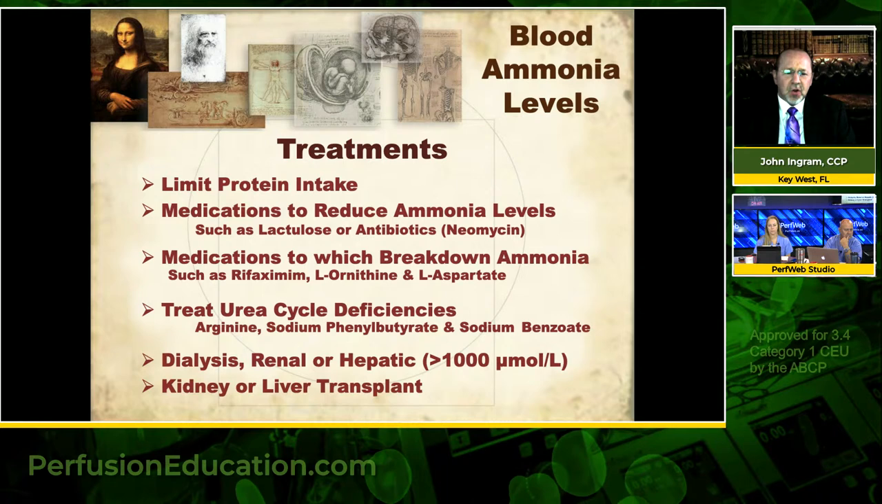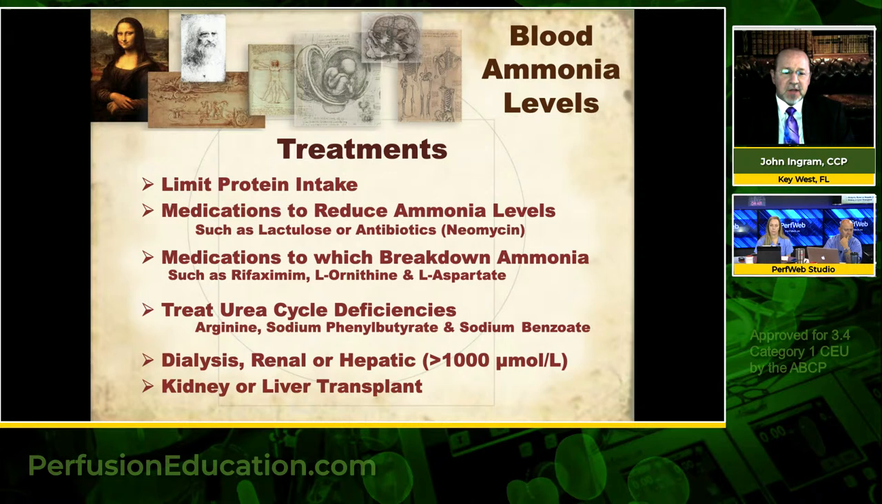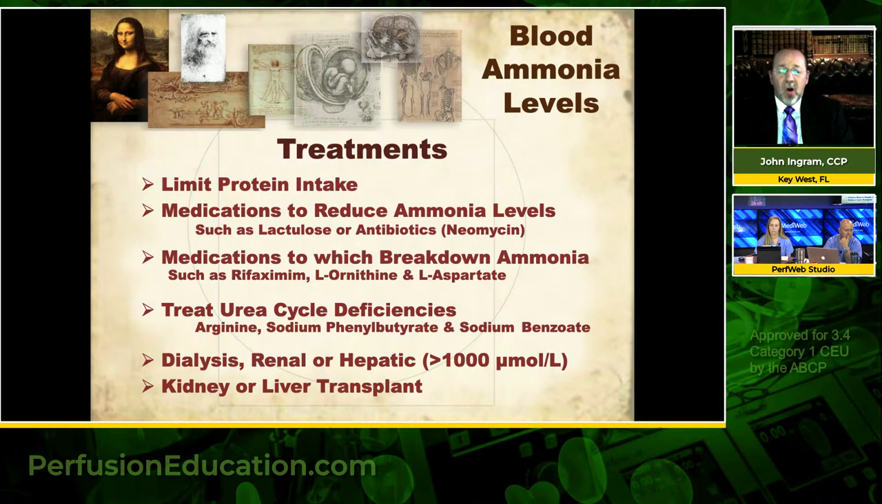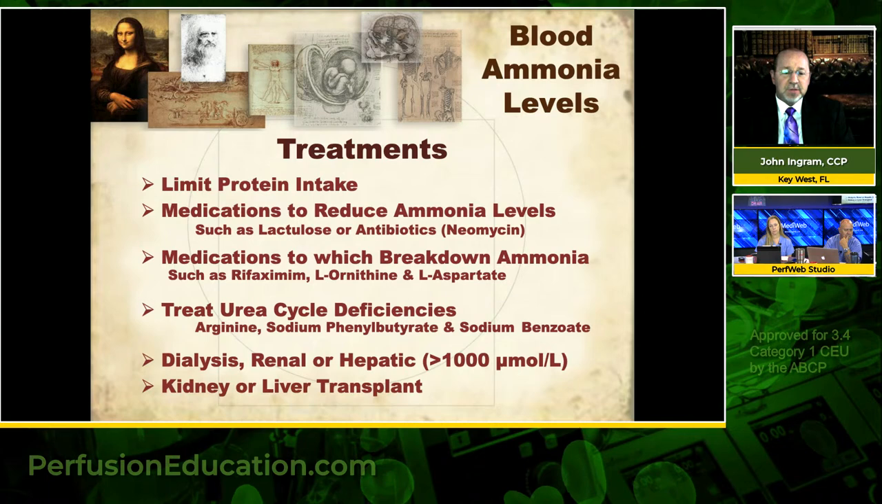You could treat the urea cycle deficiencies. Arginine, sodium phenylbutyrate, and sodium benzoate are all three things that help accelerate the urea cycle process. Dialysis may be in order, but this would only be if it's above 1,000 micromoles per liter. Would you go into renal or hepatic dialysis to really try to clean out and decrease those ammonia levels? And in very, very severe cases, you might require a kidney or liver transplant. It'd be very severe cases for those two.